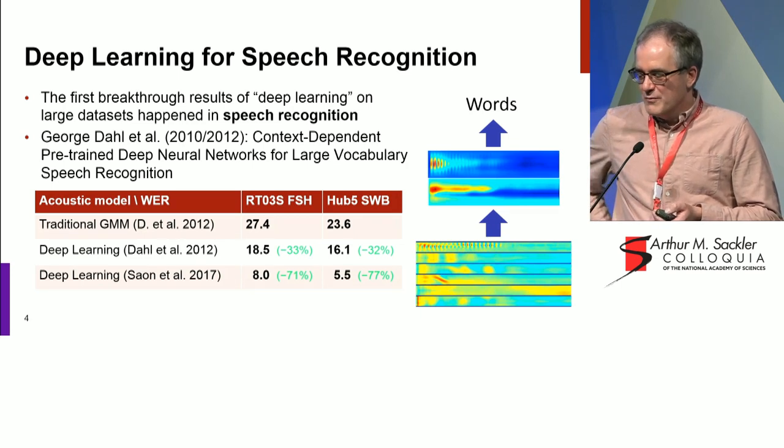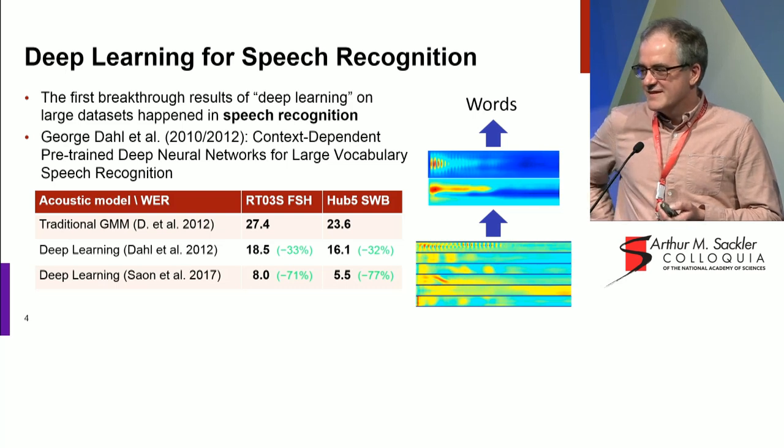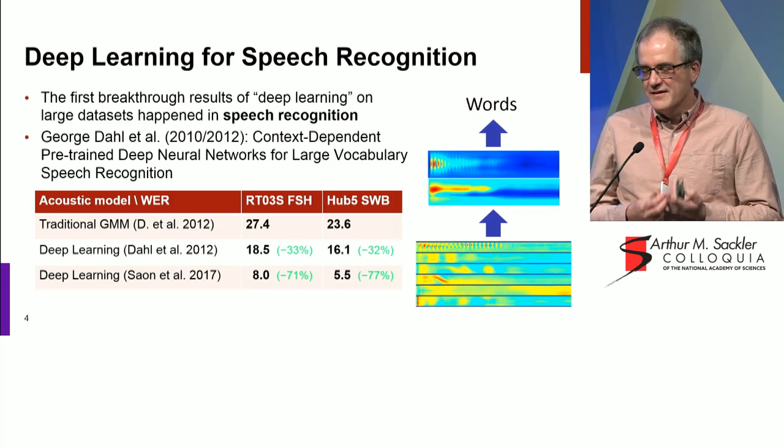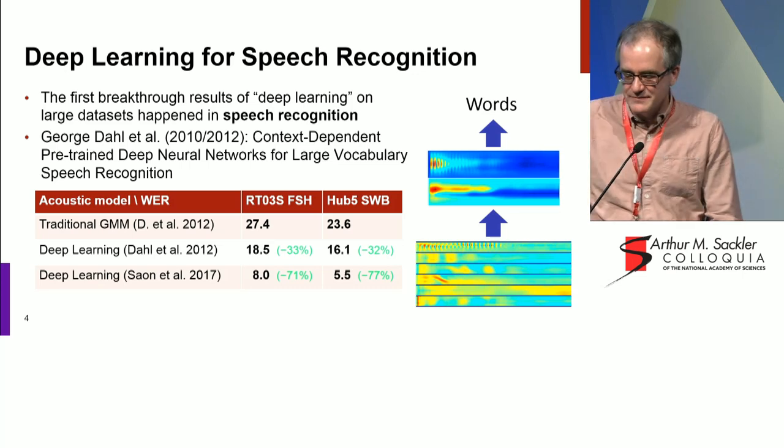So in the initial work of Dahl and colleagues, already we saw about a 33% drop in the word error rate of speech recognition systems. Give that another 5 years, and the error rates have dropped by about 3/4 from what they were in 2012. And so it's largely due to deep learning that we now have great speech recognition systems that you can find on the cell phones in every one of your pockets.